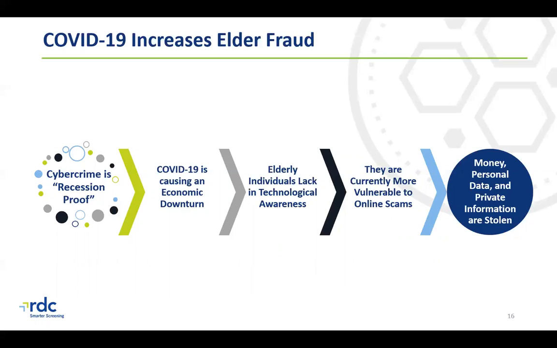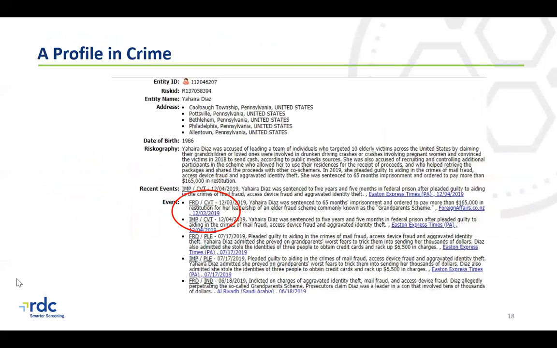As previously mentioned in this webinar, lack of knowledge around technology makes elderly individuals more vulnerable. So while warnings like the one for the fraudulent map are helpful, they may not reach all audiences.